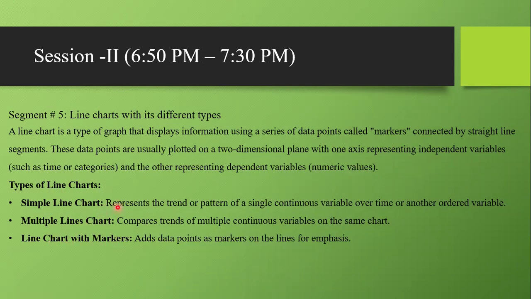In simple line charts, it represents the trend or pattern of a single continuous variable. It means that the dependent variable needs to be a continuous variable over time or another ordered variable. Multiple line charts compare the trend of multiple continuous variables on the same chart. Line chart with markers adds data points as markers on the line for emphasis. Basically, in this case, we have some points represented on each data point, on each bar, or on each trend that will show you how much value lies on that point.